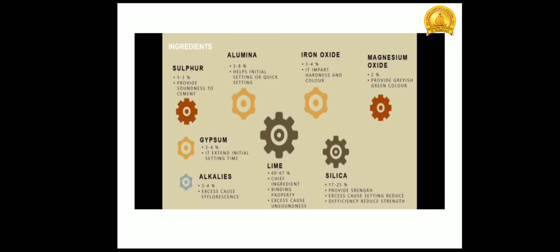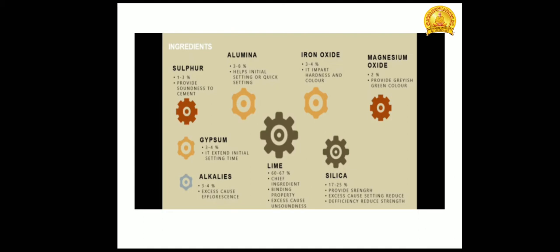Next to magnesium oxide we have sulfur. Sulfur is normally 1 to 1.5% present in the cement. Sulfur also provides soundness to the cement. Next to sulfur we have gypsum. Gypsum is added during the manufacturing process of the cement, while grinding the clinker, which we will discuss in the later slides. Gypsum is added to control the setting of cement. Normally 3 to 4% of gypsum is added to the cement.